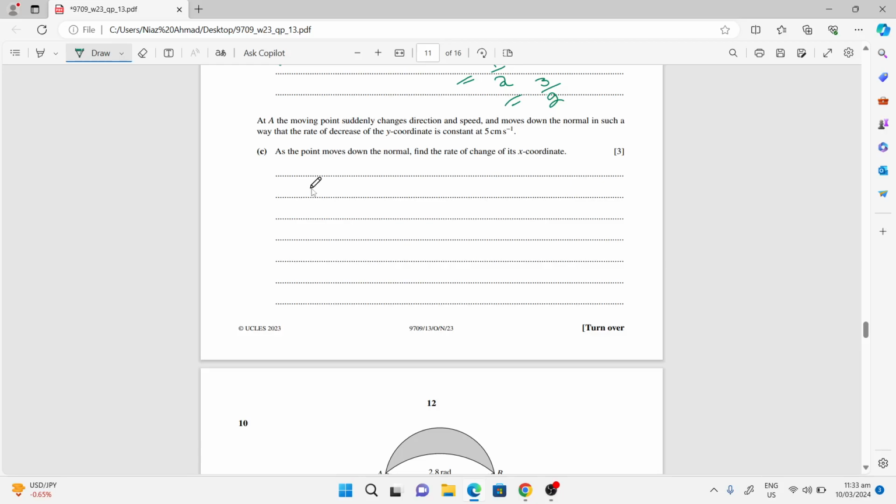So what is given? What is the given value? That is dy over dt. And what is the value? Plus 5 or minus 5? Minus 5. It's minus 5 because this is a decrease. So when you have a decrease, it should be negative 5.